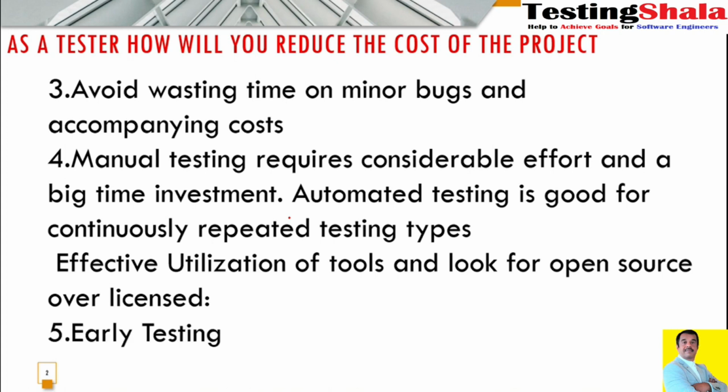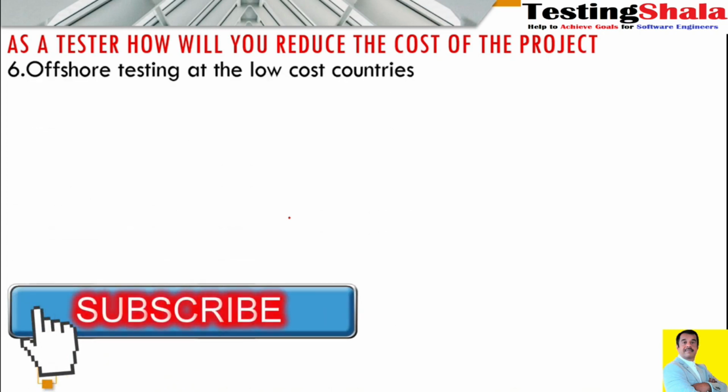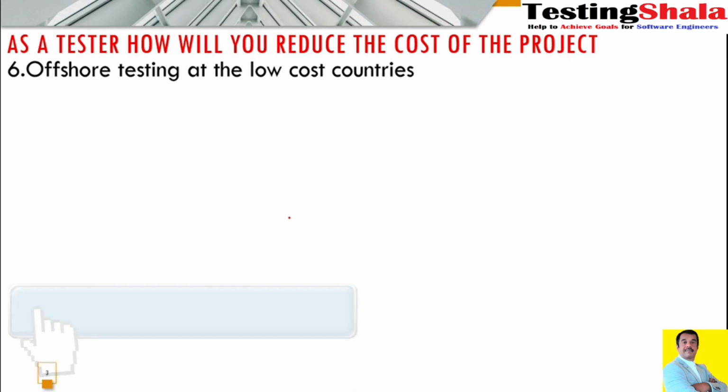And the fifth aspect in reducing the overall cost of the project is that we want to start our testing work as early as possible. And the sixth perspective is that we can offshore our testing effort to low cost countries. If there is a project in the US, and they bring the testing effort offshore to a country like India, then definitely the overall cost of the project will reduce.